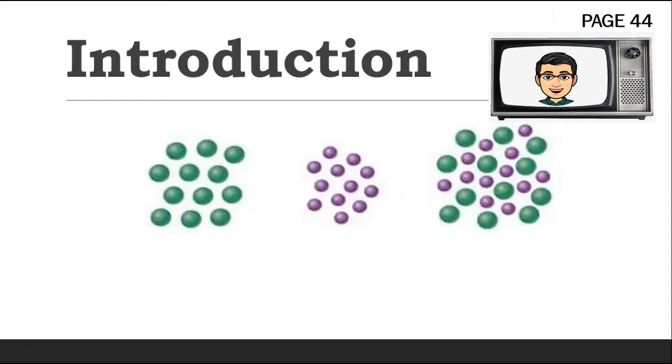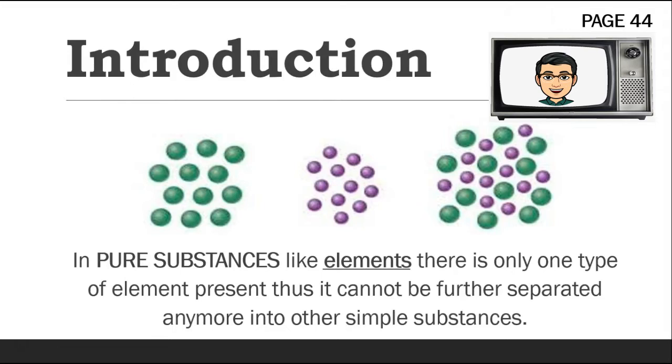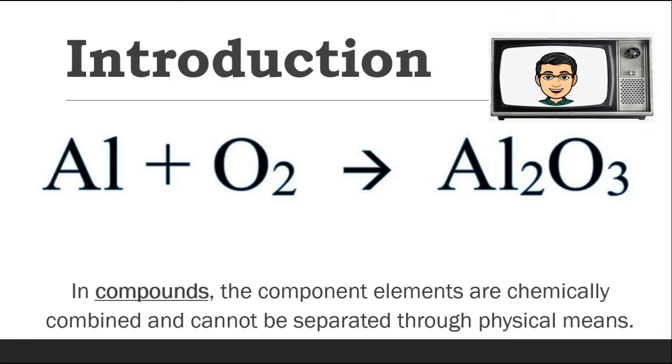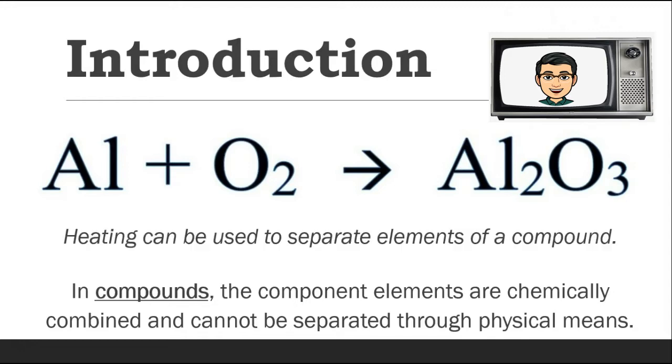So for example, these are the elements and compounds combined together, which, as you can see, the green and purple elements combined together, turning into compounds. Like what I said earlier, in pure substances like elements, there's only one type of element. Thus, it cannot be separated anymore. In compounds, however, the component elements are chemically combined, and can be separated by the use of heating. Now, heating can be used to separate elements of a compound.